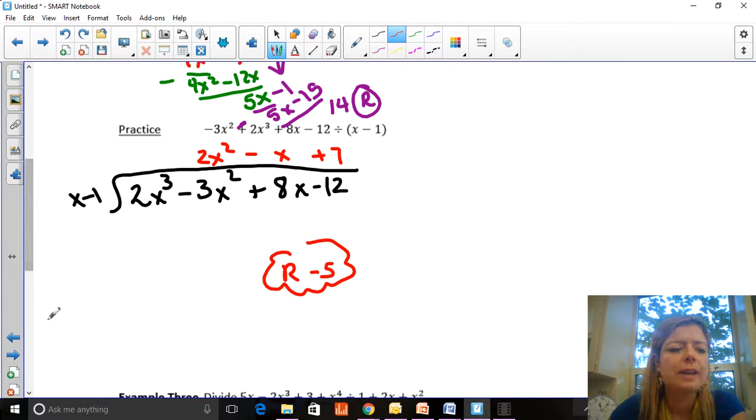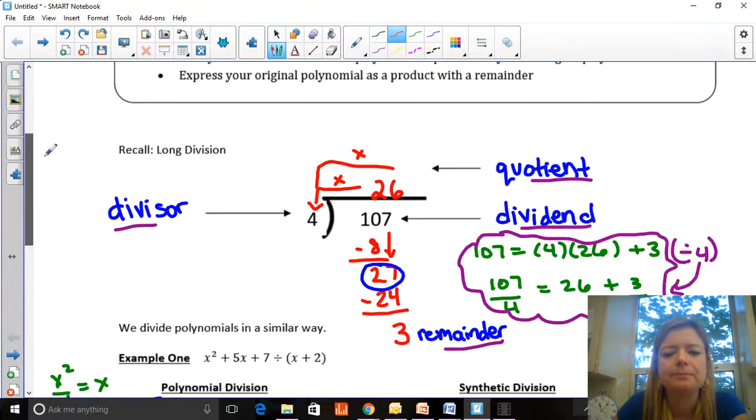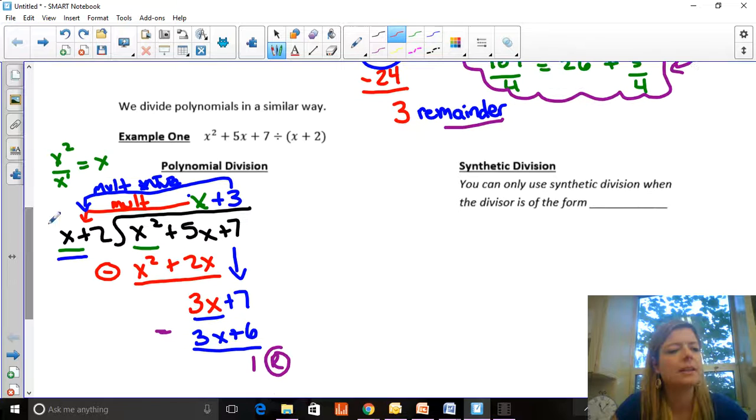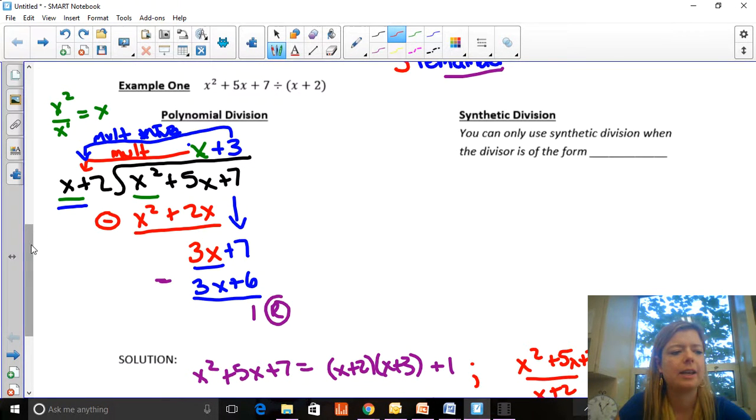Okay, so there is a simpler way of doing division, and it's called synthetic division. But synthetic division will only work if you're dividing by a binomial, okay? So it will only work if it's a first degree binomial. It has to be of the form ax minus b. Okay, so a number times x minus b. It doesn't work if you're dividing by a quadratic or anything higher than that.